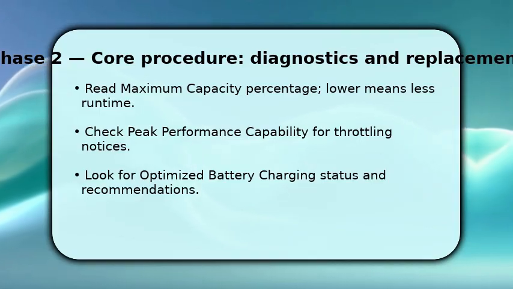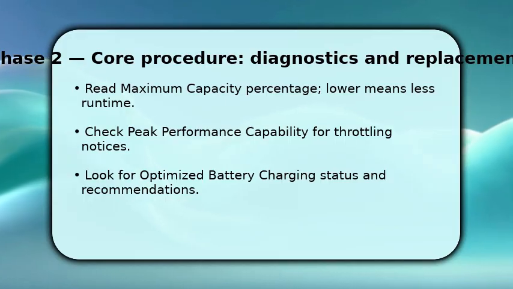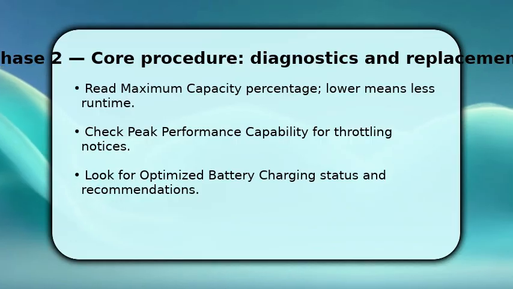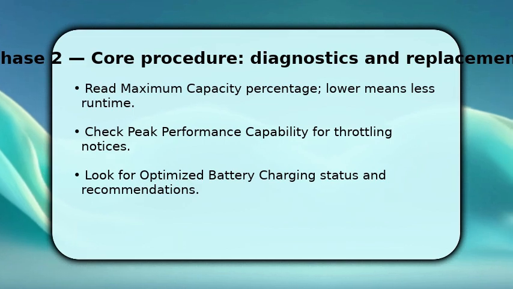Also check optimized battery charging. It reduces aging by limiting time at 100%. You should understand these because capacity affects battery life, while performance management trades peak power for stability, and optimized charging. To finish, act on what the metrics tell you.